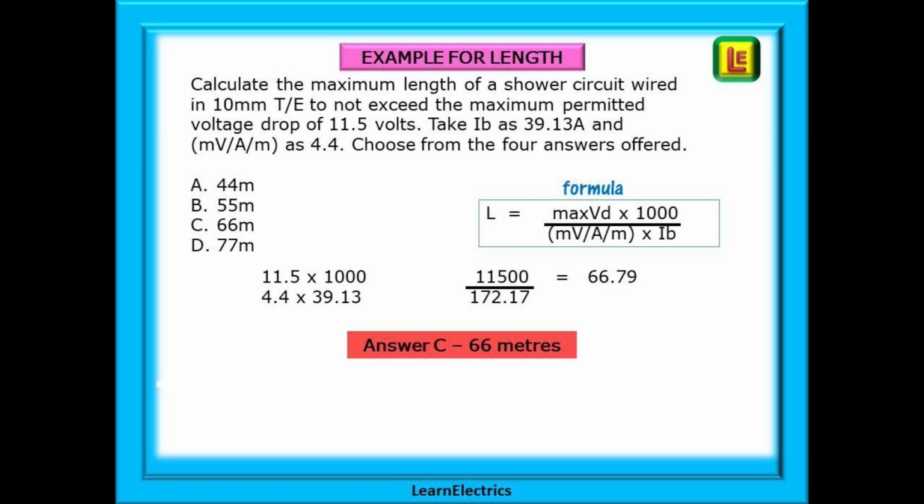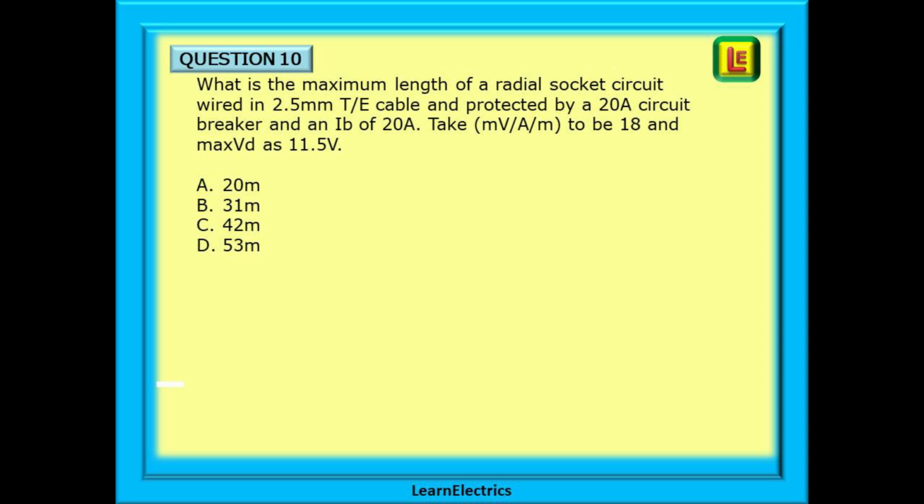11.5 times 1000 is 11,500 on the top row. 4.4 times 39.13 is 172.17 on the bottom row. Divide one by the other as shown and we have 66.79. So we should choose answer C, 66 meters. And now try question 10.